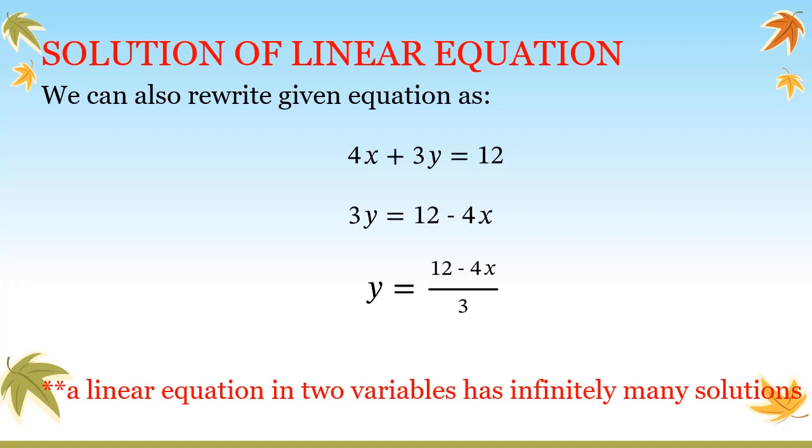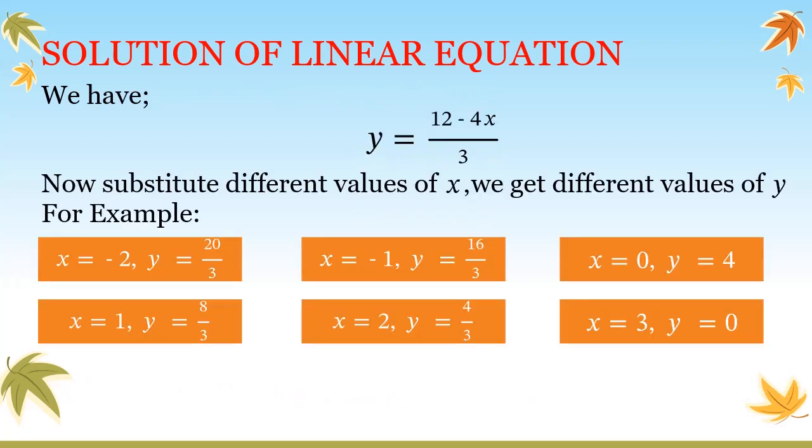I am taking the same equation again. 4x plus 3y equals 12. Or we can also write it as 3y equals 12 minus 4x, or y equals (12 minus 4x) upon 3. Now we have y equals (12 minus 4x) upon 3. Now substitute different values of x. You will get different values of y.